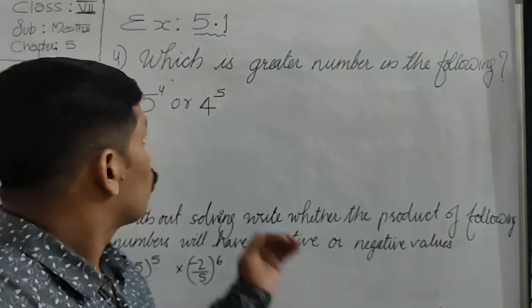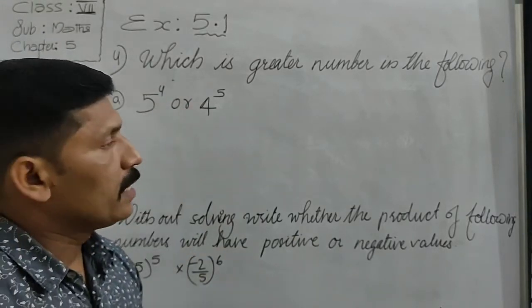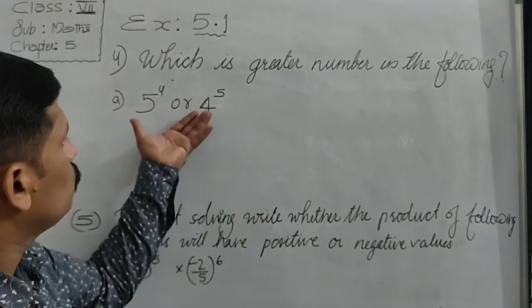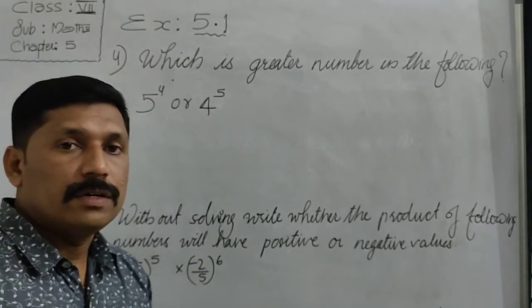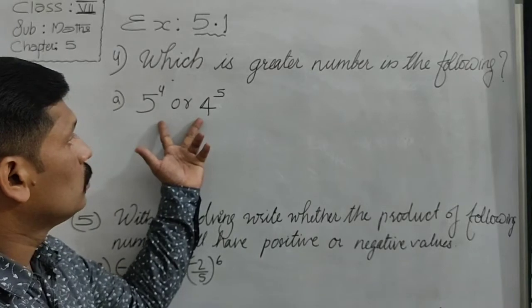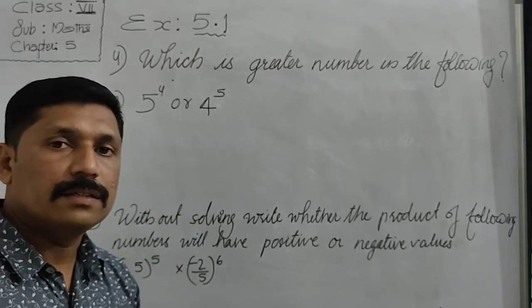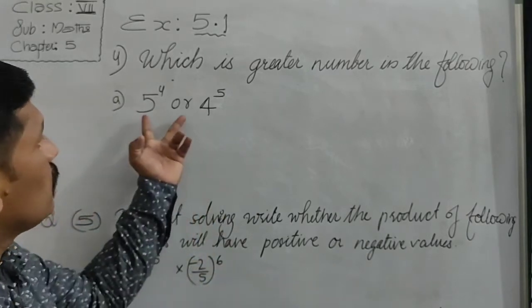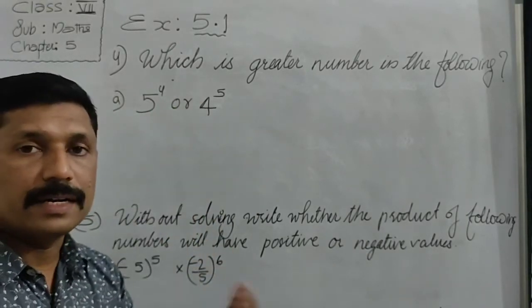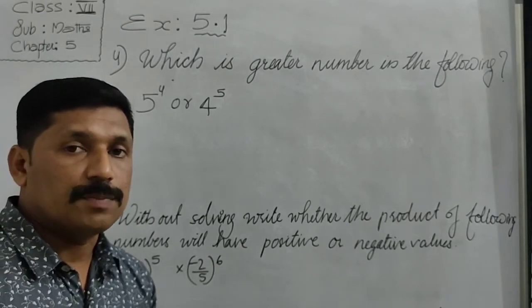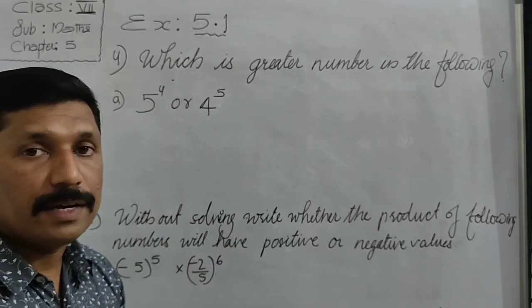Next question, question number 4. Which is the greater number in the following? Here two numbers are given in exponential form. We have to find out which one of these two is greater. How to decide that? Here you can see that the bases are different and the powers are also different. So we cannot directly decide which is bigger and which is smaller. Therefore, we have to expand these numbers and find their values.